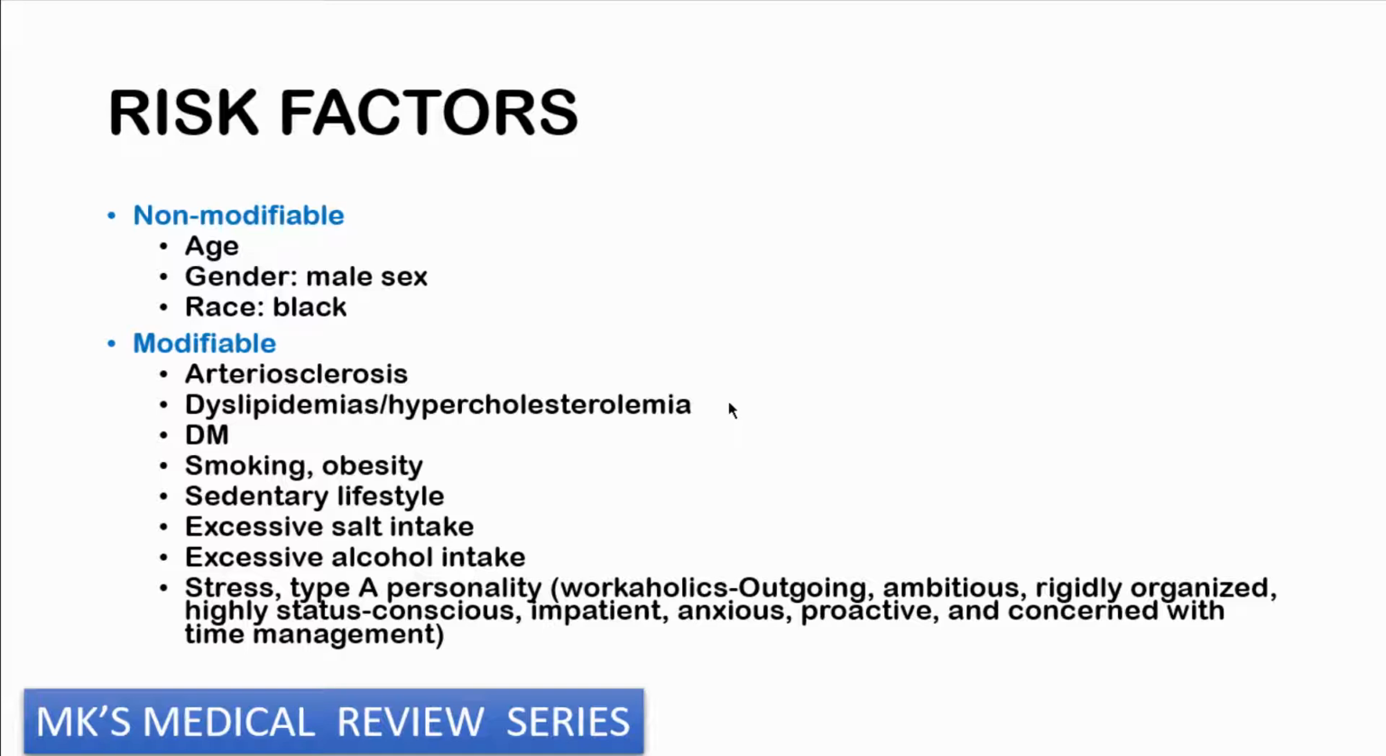You can also have stress and a type A personality. So these are pretty much workaholics. They are outgoing, ambitious, rigidly organized, impatient, highly status conscious, anxious people, proactive, and they are usually concerned with time management. So they're usually worried about so many things, and they're very competitive. So this puts an individual at a risk of hypertension. If you know an individual that's like that, tell them to take a chill pill.